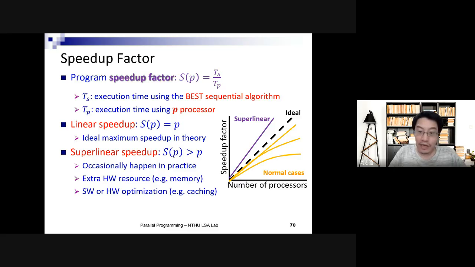So how is that possible? Many reasons. One of them could be that the hardware resources you get can bring you a lot more performance than you expected, for example, memory. If you have more machines, usually you have more memory as well. And if your problem size is small enough, then when the memory size is large enough, you can probably fit the whole problem, the whole data, into memory at once. So you avoid all the disk access.